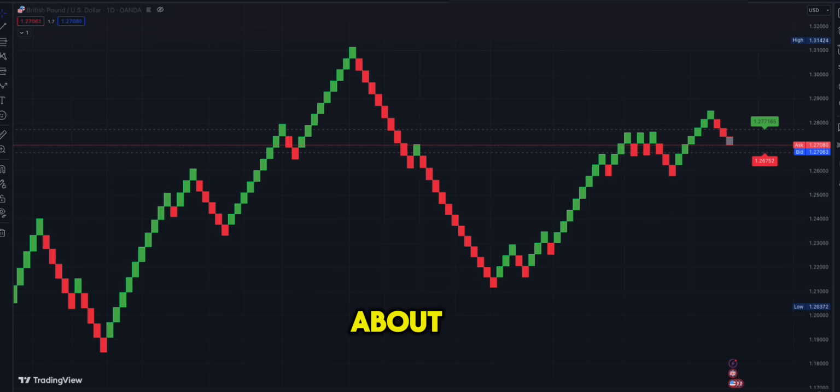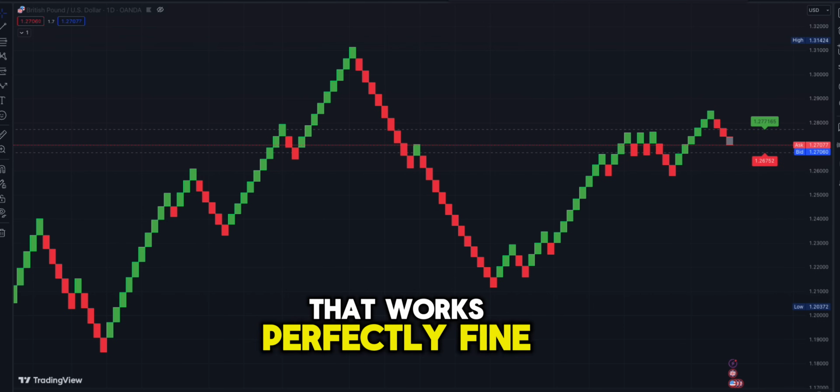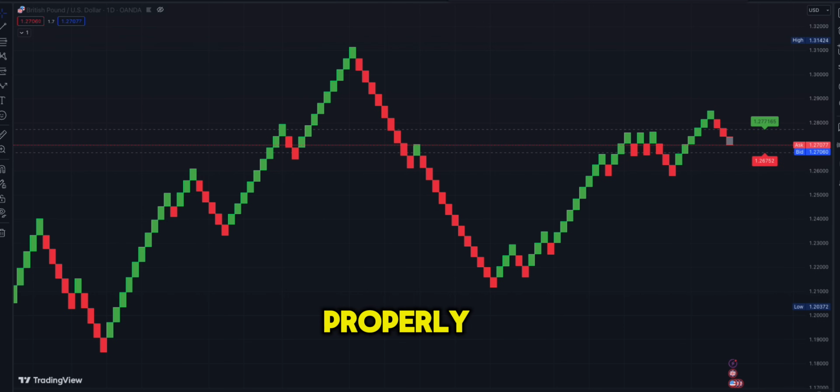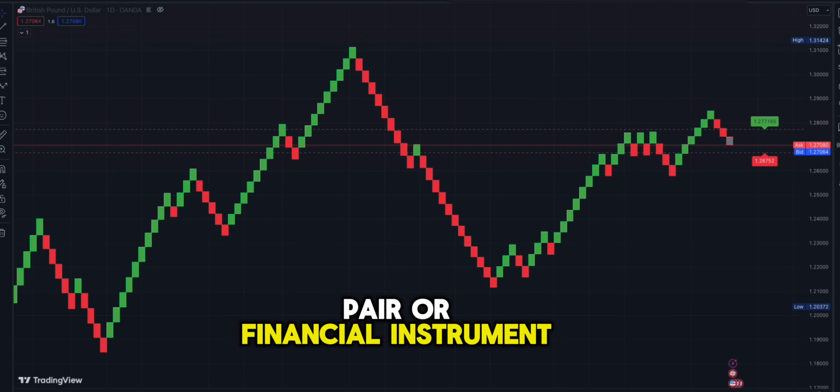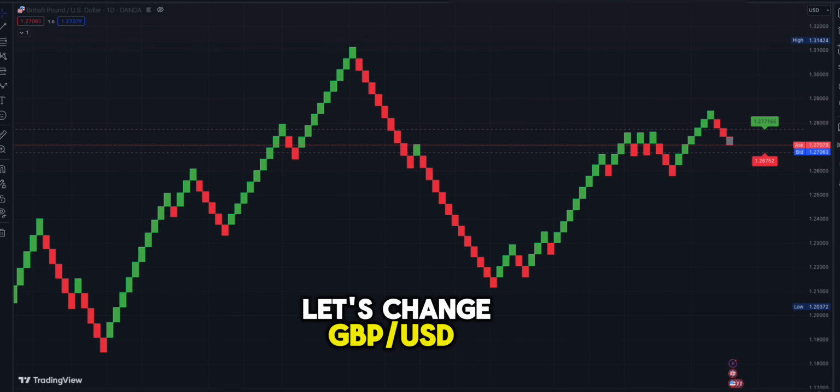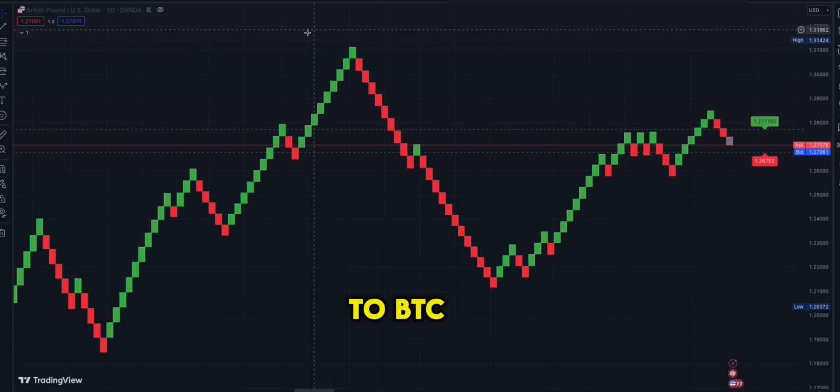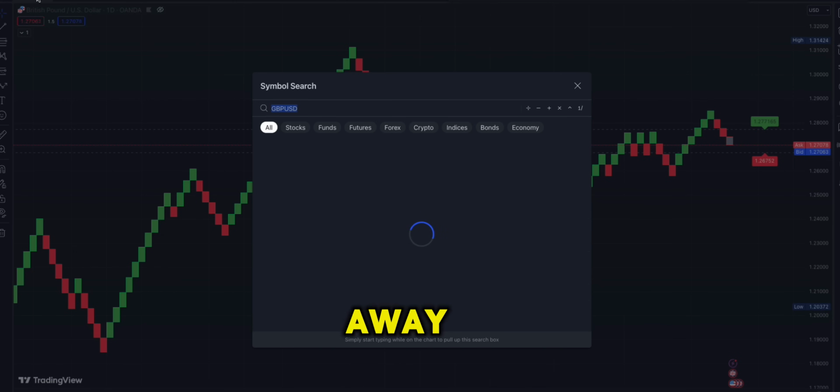One very good thing about renko chart is that it has so many strategies that work perfectly fine if you apply it properly. So I will show you 4 to 5 strategies for you to choose the one that best suits your needs. This can work on any currency pair or financial instrument. Let's change GBP USD to BTC USD right away.